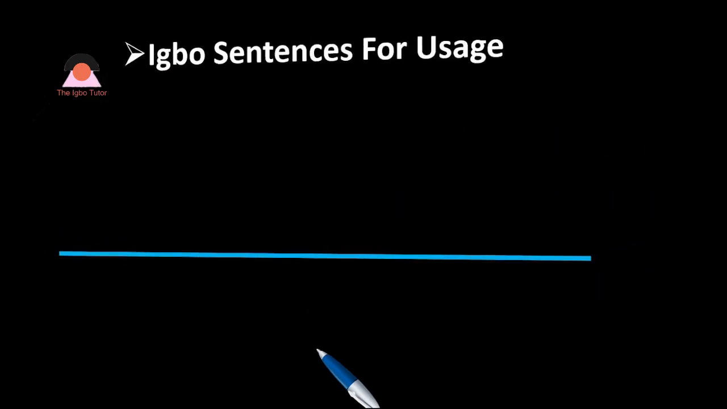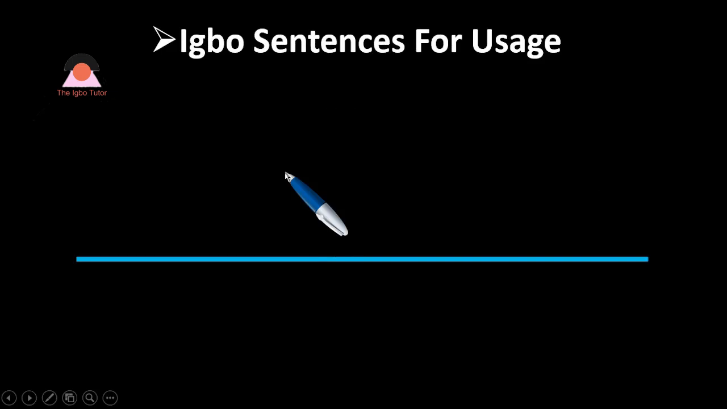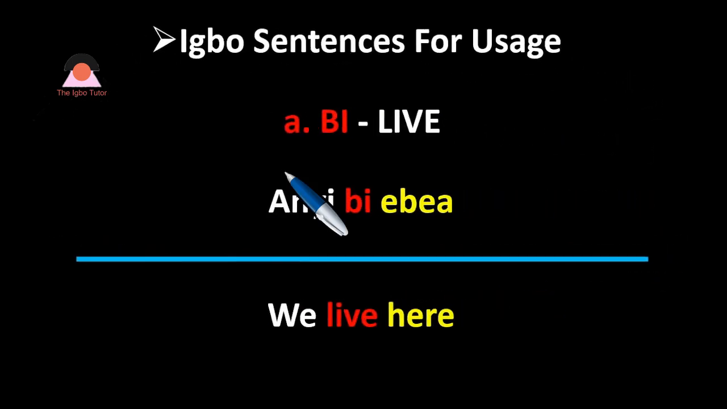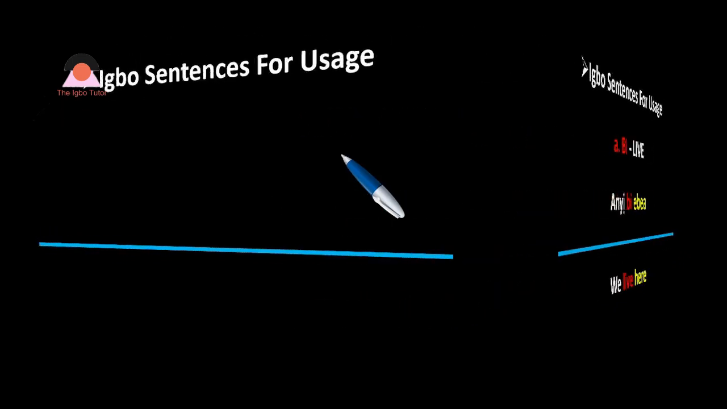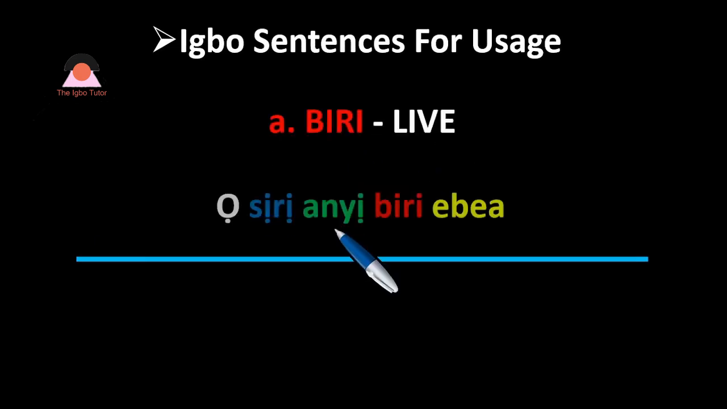We'll move on now. The next one is biri. I told you before that we'll have this one. We can use it as be. We can also use it as biri, leave. So let's apply the second one now.